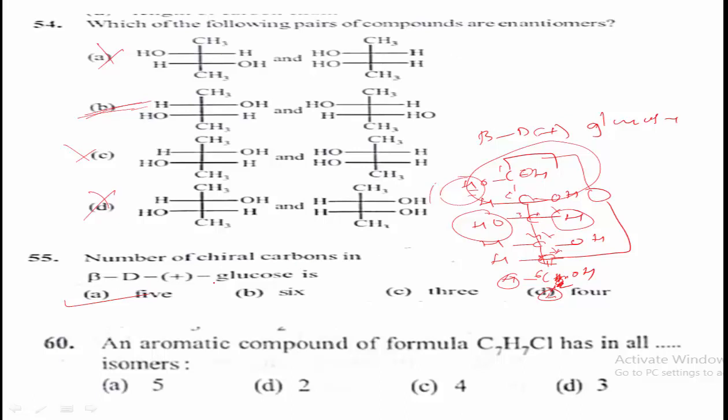There are 5 chiral carbon atoms in alpha D plus glucose. Therefore option A is the right answer.